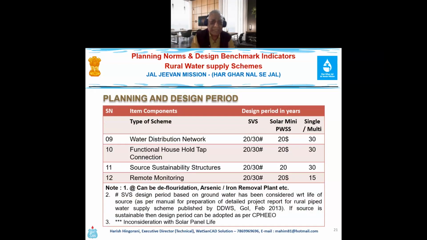Number one, I suggested that, if required, a standalone system can be a defluoridation system or iron removal system. Then I suggested a design period based on the groundwater, considered with respect to the life of the source, as per the manual for preparation of the detailed project report. I already discussed that if my groundwater source is sustainable, we should adopt 30 years. If the source is sustainable, then the design period should be taken as per the CPHO manual.